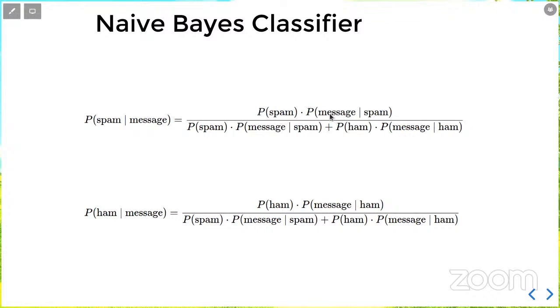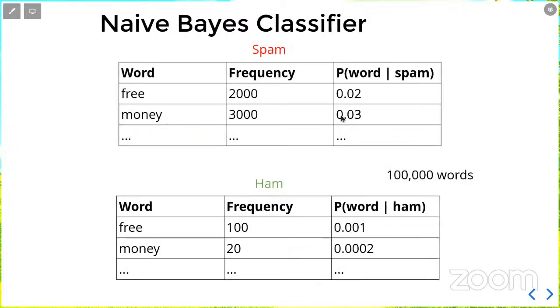Step two is how do you get hold of individual word probabilities? So you do it this way. You look at the frequencies of the words. Let's say there are 100,000 words in the spam class across all messages. 2,000 of them are "free". So the probability of seeing the word "free" in the spam class is 0.02. You just do a simple division. Basic frequency-based probability estimates.